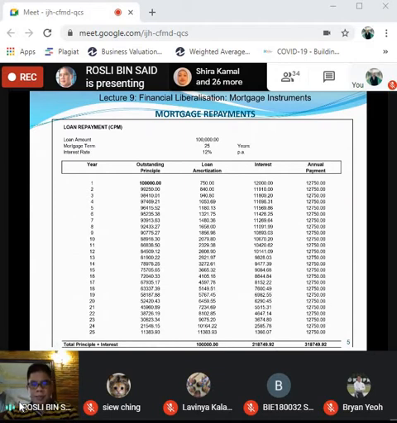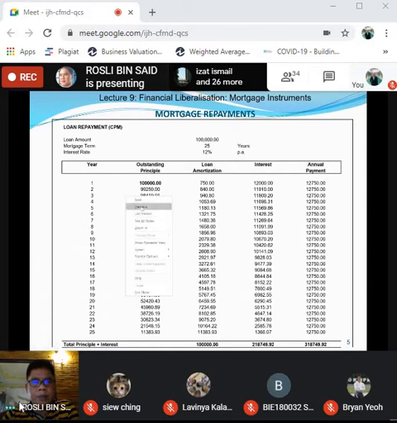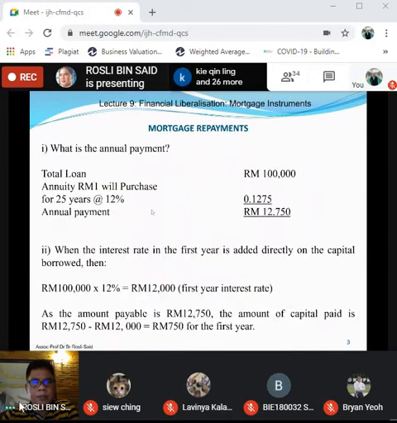So the interest that we will pay here is 219,000, as compared to the amount of loan, or the capital, that we borrowed from the financial institution, which is 100,000. So the bank will make about 218,000. We can compare this calculation with the question that we asked before. For example, here, what is the annual payment?